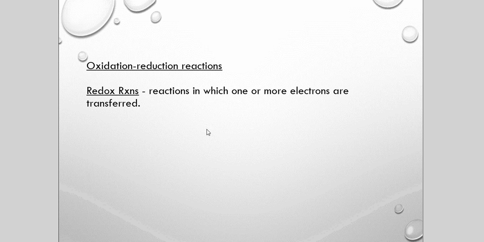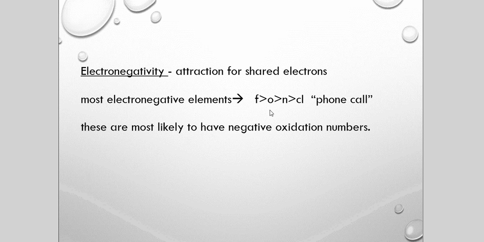The next reaction type is oxidation and reduction. We call them redox for short. Governed by electronegativity in atoms and molecules, which is the attraction for shared electrons. Most electronegative elements we know of: fluorine's number 1, oxygen number 2, then nitrogen and chlorine. You can use the mnemonic phone call if you like. These are most likely to gain electrons and become negatively charged in a reaction.